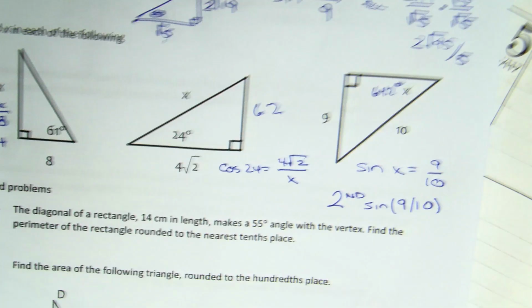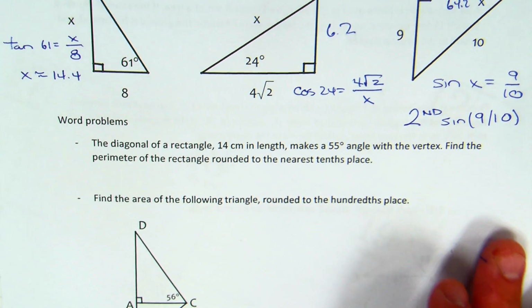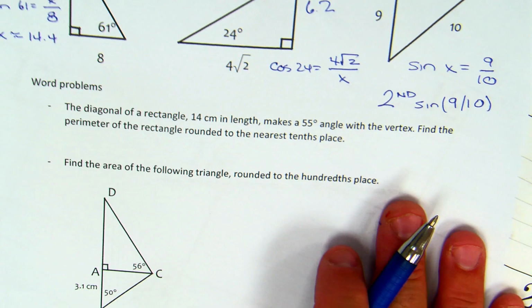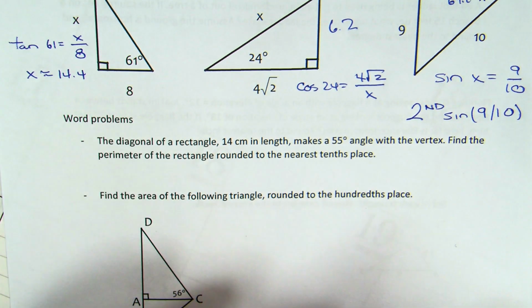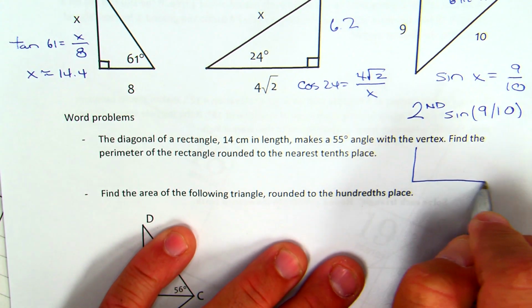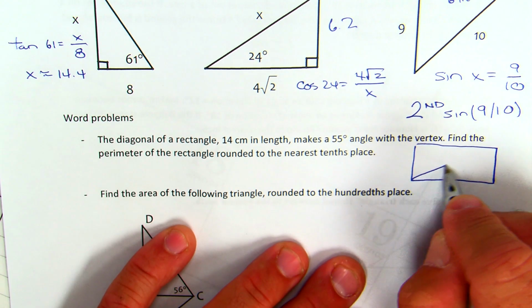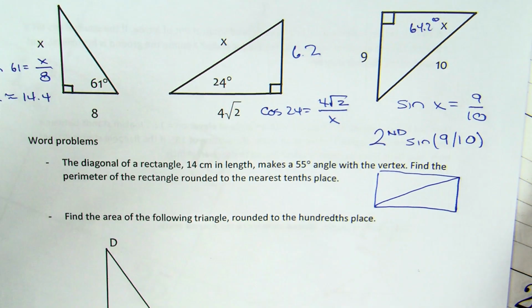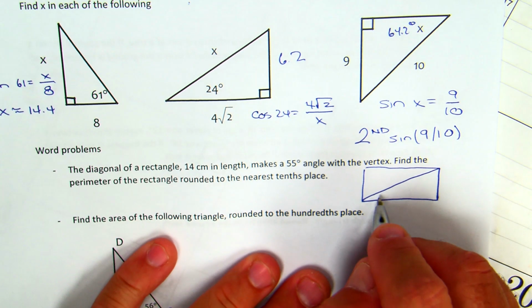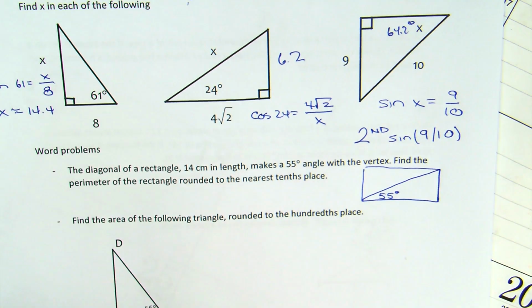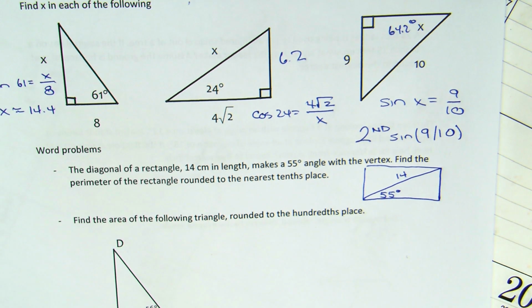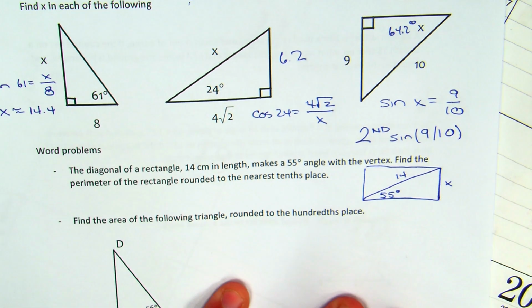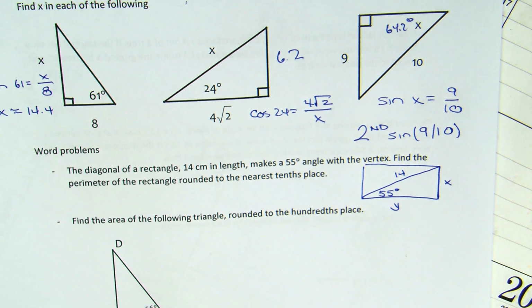All right, the other part of it, which is going to make about 35-40%, is the word problems. The diagonal of a rectangle, 14 centimeters in length, makes a 55-degree angle with the vertex. Find the perimeter of the rectangle, rounded to the nearest 10th place. So there's my rectangle. This is 55 degrees. The diagonal is 14. I got to get x, which is that side, and y, which is that side.